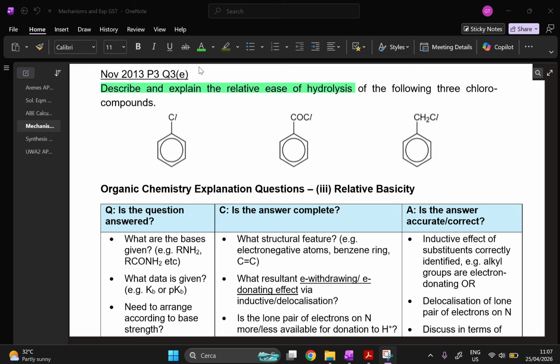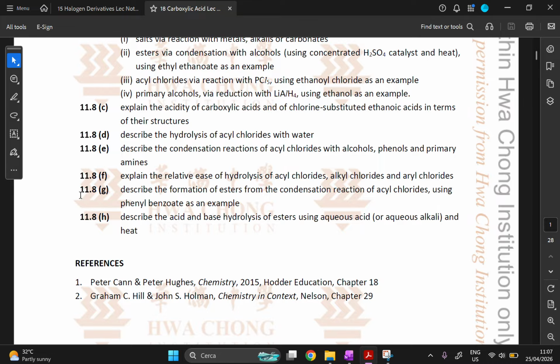Okay, now we are going to go through ease of hydrolysis. So this is actually one of, I would say, the favorite questions that a lot of people see in papers, because it's more or less free 4 or 5 marks. Because this is really just a direct testing of LO 11.8 F over here.